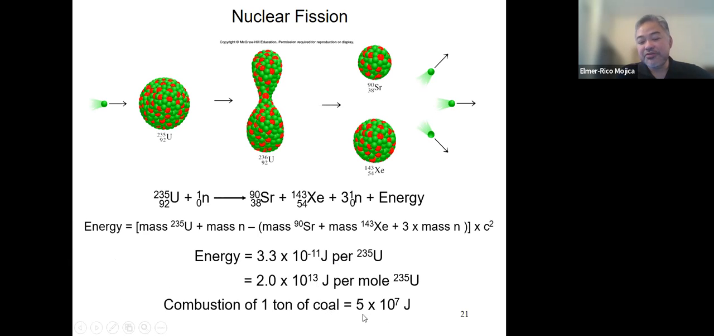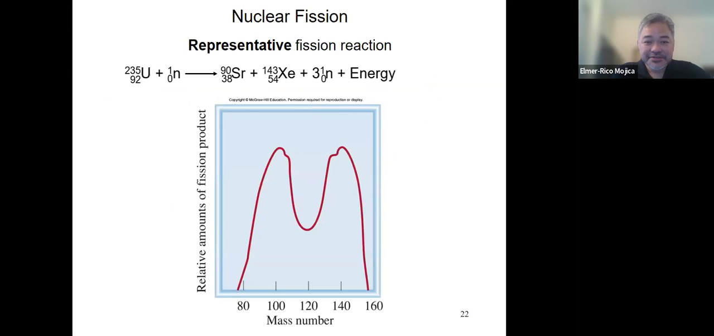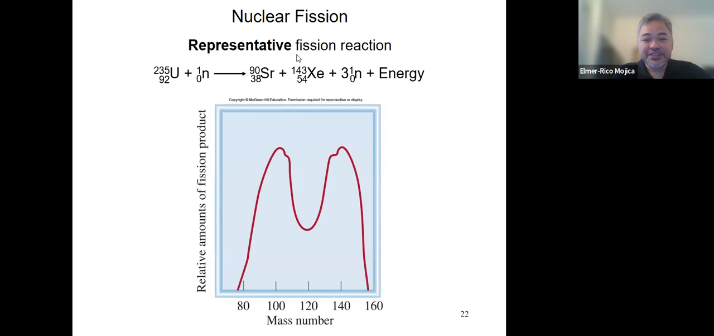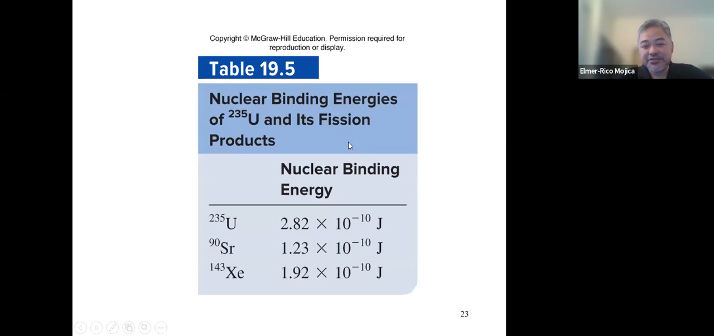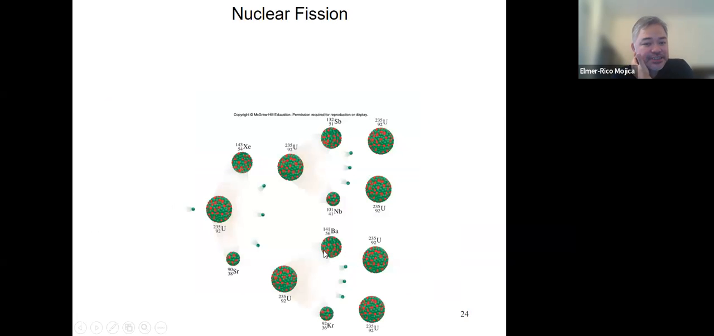One ton of coal would only produce 5 times 10 to the 7 joules. In peaceful terms, you could say nuclear energy is efficient. The only problem is where you're going to throw the waste. Okay, so this is the representative fission reaction that we have. This amount that you have here is just the product that is produced. The nuclear binding energies are for uranium-235, strontium, and xenon. These are the corresponding nuclear binding energies.